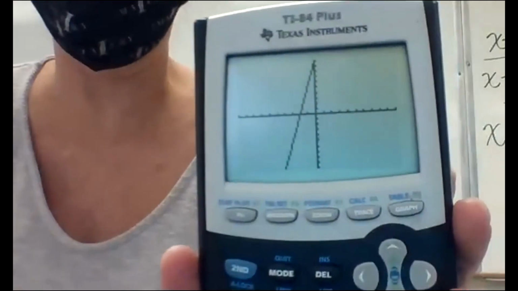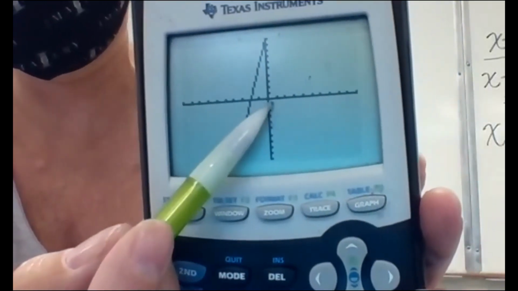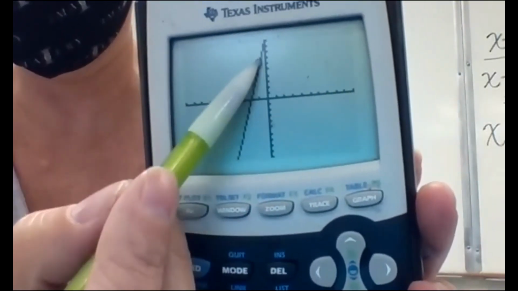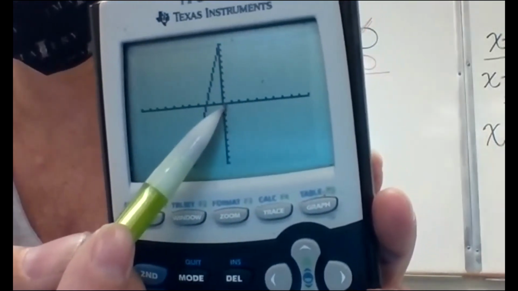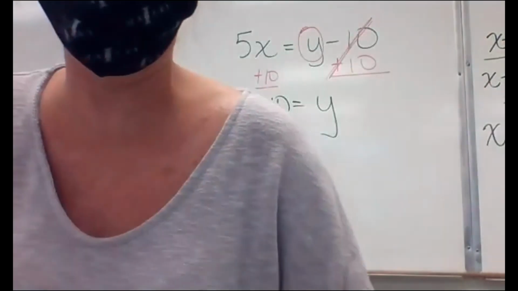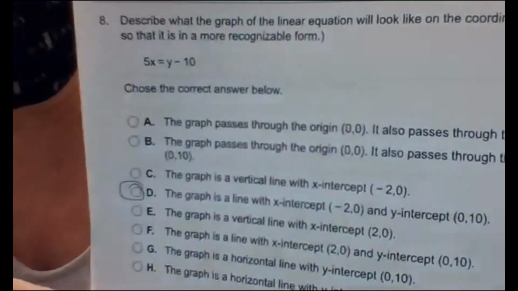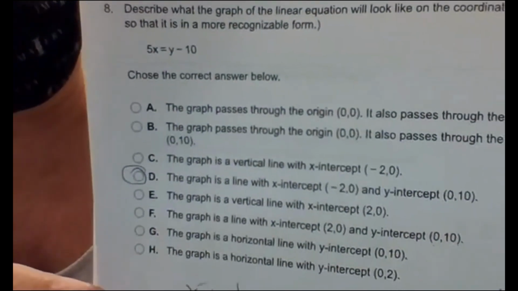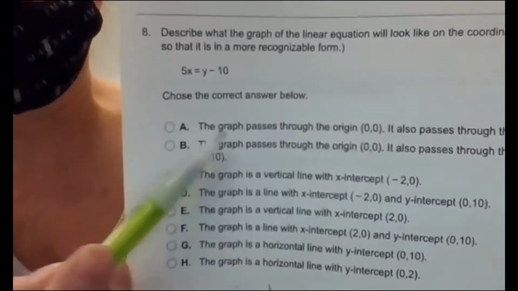Well, let's see. The first thing it says is that it passes through the origin, which is 0, 0. Look at your graph. Where's 0, 0? Right there. Does this line pass through it? No, it doesn't. If it did, you'd see it going straight through it. That's going to help me out a lot. Anything that says passes through the origin is not it. So it's not A, right? It doesn't pass through the origin.